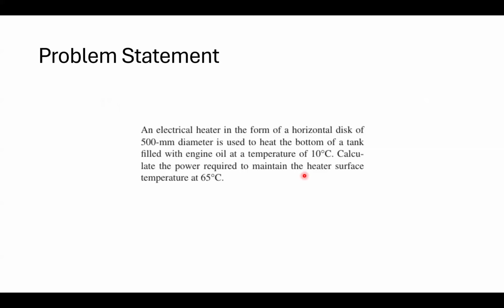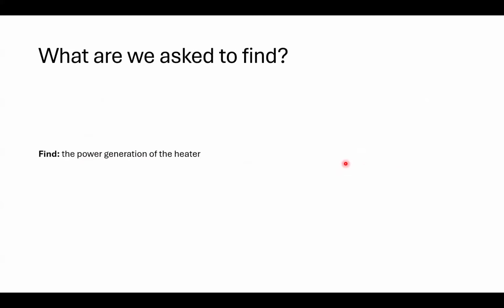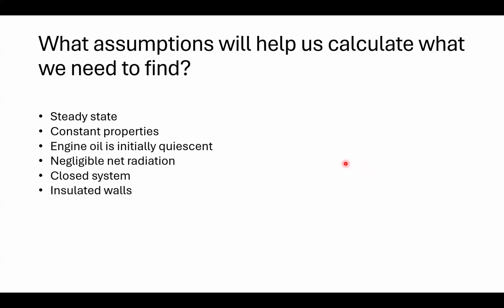So looking at the problem statement, we have an electrical heater in the form of a horizontal disk. This heater has a diameter of 500 millimeters, and it's used to heat the bottom of a tank filled with engine oil at a temperature of 10 degrees Celsius. And we're trying to find the power required to maintain the heater surface temperature at 65 degrees Celsius. So we're given the tank diameter, the ambient temperature of the fluid inside of the tank, and then the surface temperature requirement for the heater. And we're asked to find the power generation of the heater.